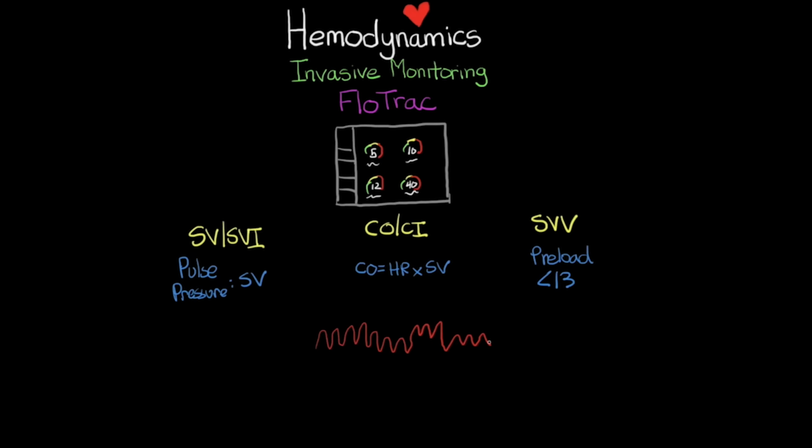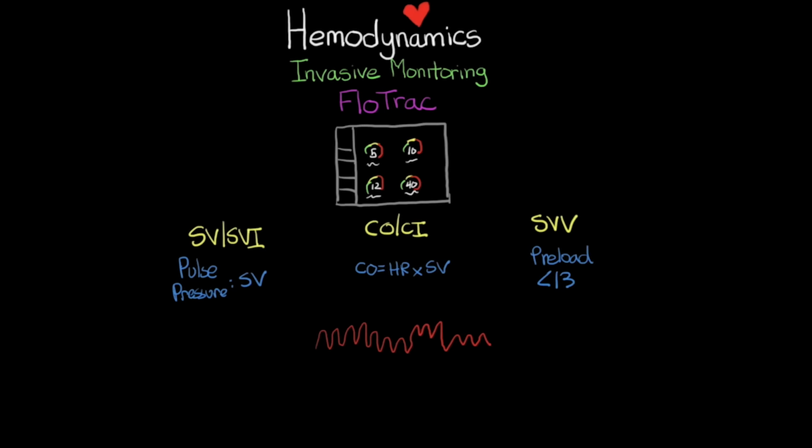And the concept of pulsus paradoxus is as you have more fluid in your vasculature, you see less variation. So if you are depleted or low on volume, you're going to see more of this variation, which is why on our SVV, if the variation is high, it means that they are low on their preload.